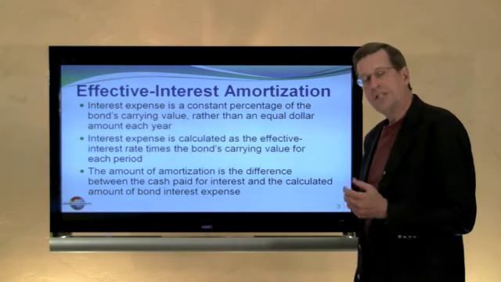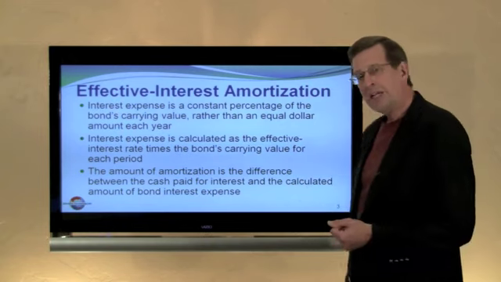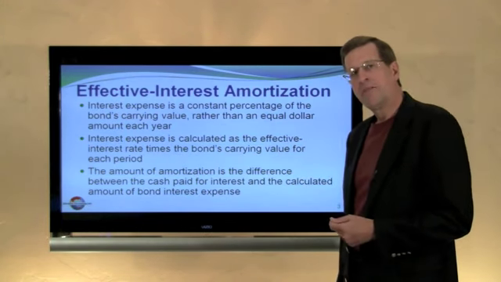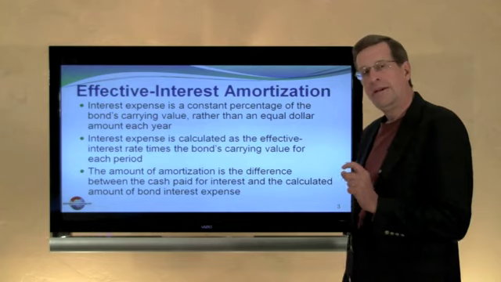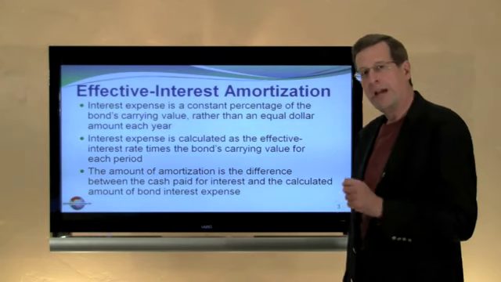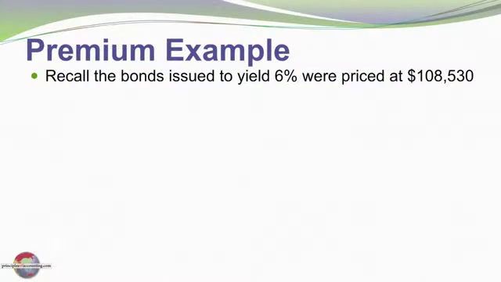The amount of amortization is the difference between the cash paid for interest during a period and the amount that's calculated under the formulation of carrying amount times effective interest rate. To illustrate, recall from our previous illustrations that we had a bond that was priced to yield 6%. And this was an 8% bond, and it was priced at $108,530. In a previous module, as well as the textbook, this calculation is illustrated. So for now, let's assume it's just a correct number, $108,530.